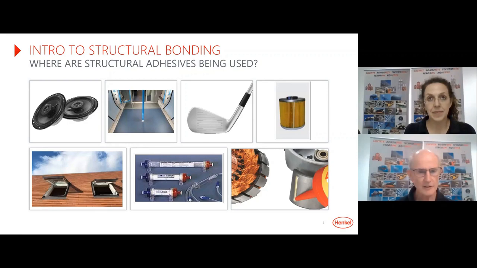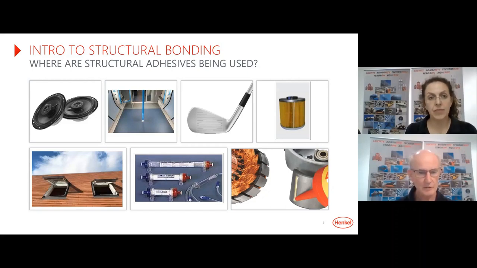The next one along is a train floor. Adhesives are used very widely in the rail industry. Next time you step into a train, the floor is likely to have been bonded on with a structural adhesive. Again, if you play golf, the composite shaft is bonded to the head with an epoxy. On the right there is a filter. There are a number of applications for filter bonding. That one's an air filter. Air filters are present in things like vacuum cleaners, in your car, in air conditioning units, and the end caps and the pleats are all bonded together with various different adhesives.